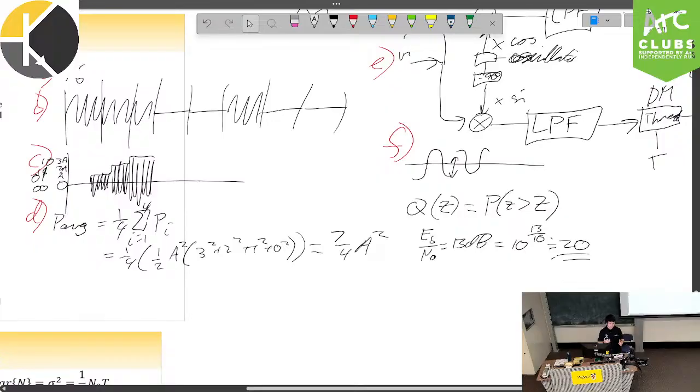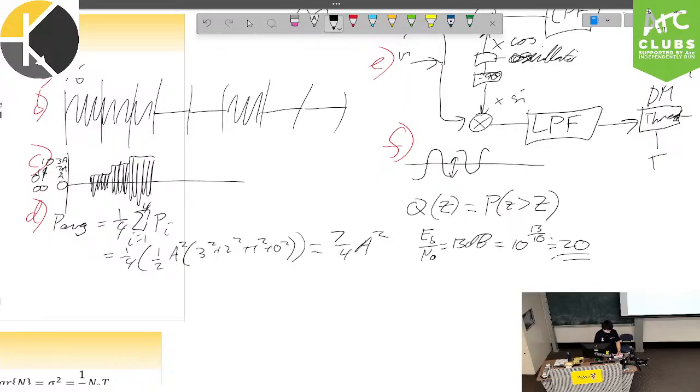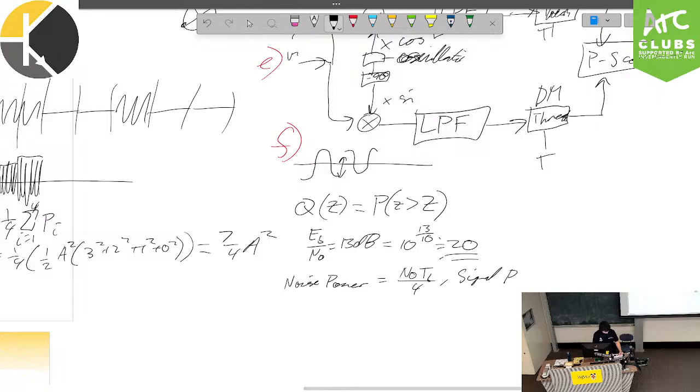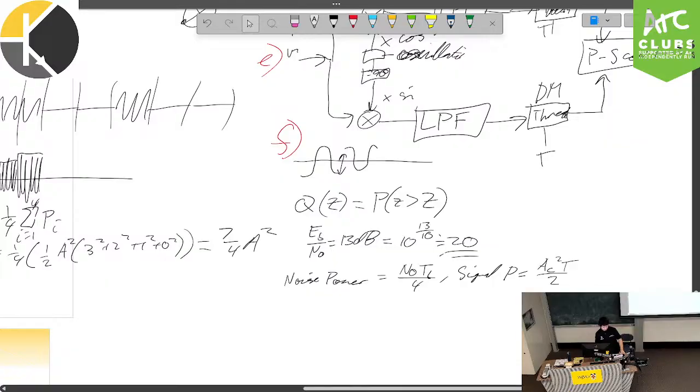They do supply us with the equations in the course as for how we derive it. I do know for quadrature phase shifting, they go ahead and say that the noise power is equal to N0 T on 4, where T is your Tb, your time of your bit. And they say that the signal power is going to be something like Ac squared T on 2, or something of the sort. We don't need to really worry about that too much.